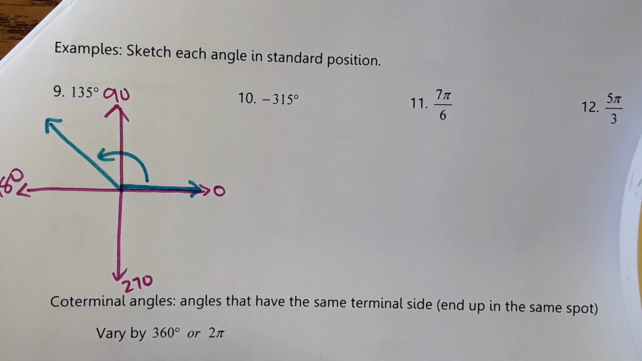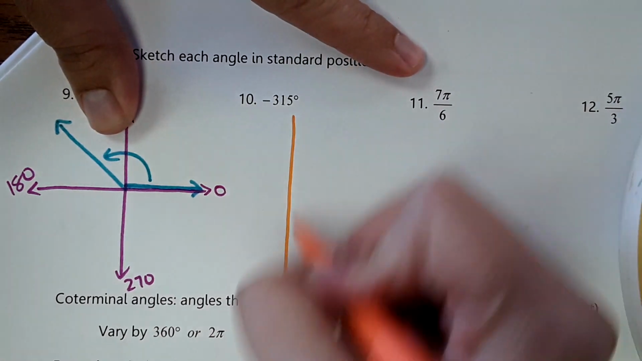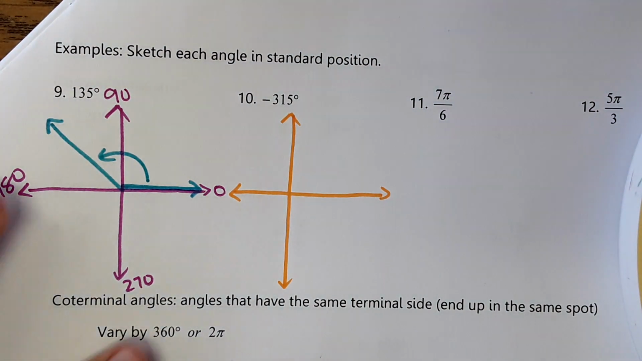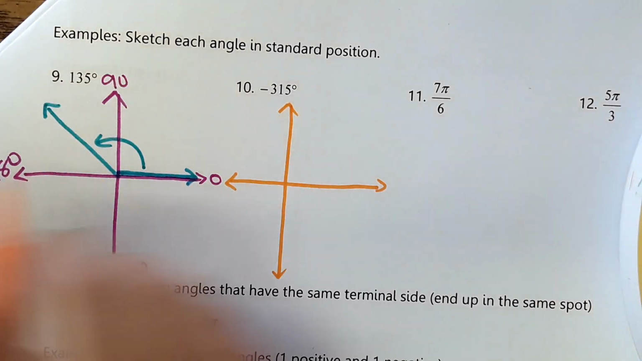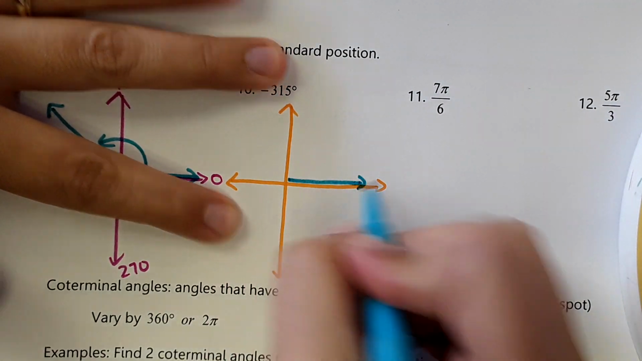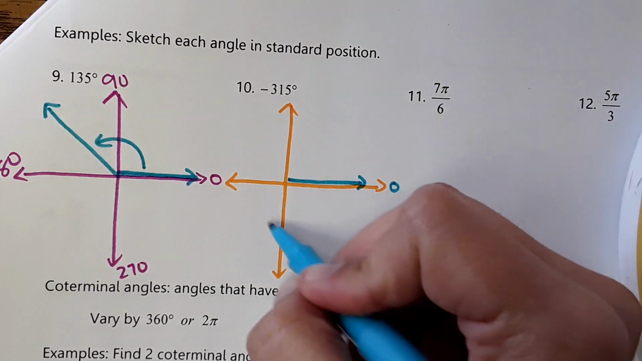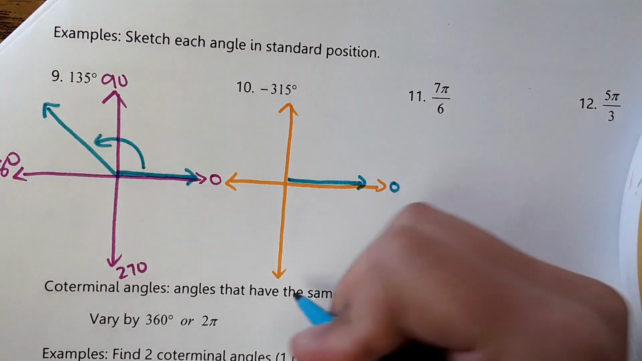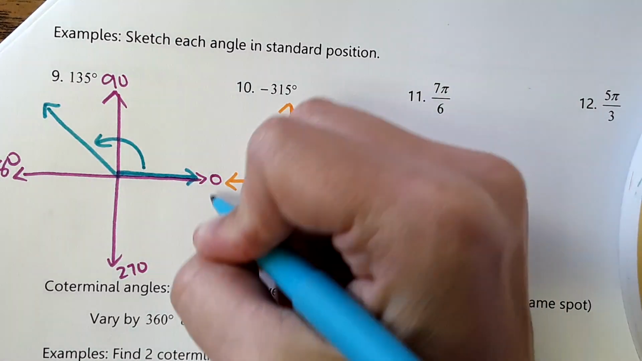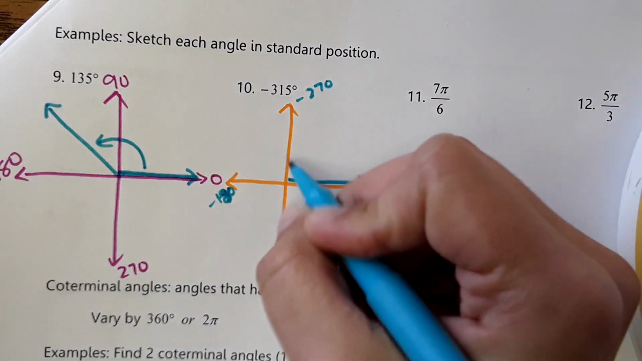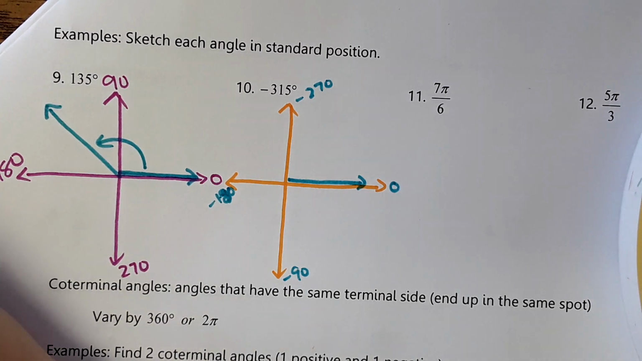Next one. Number 10. Again, coordinate plane. And this initial side will be right here at 0. This one's negative, so it's going to rotate in this direction. So as I label these, this would be negative 90, negative 180, negative 270, and all the way around would be negative 360.